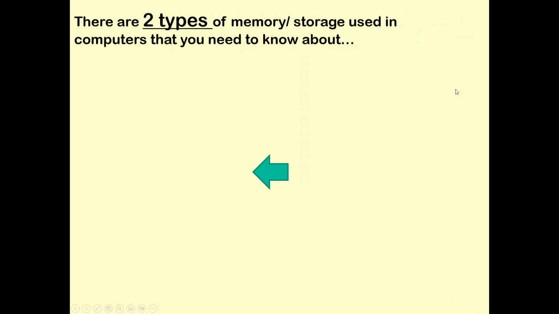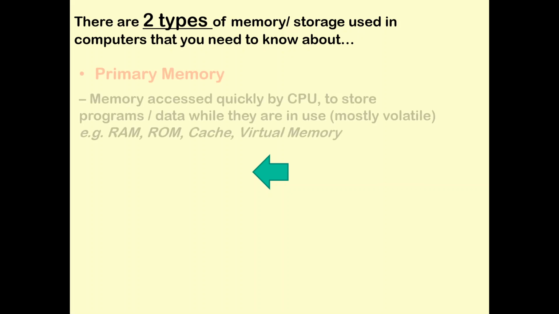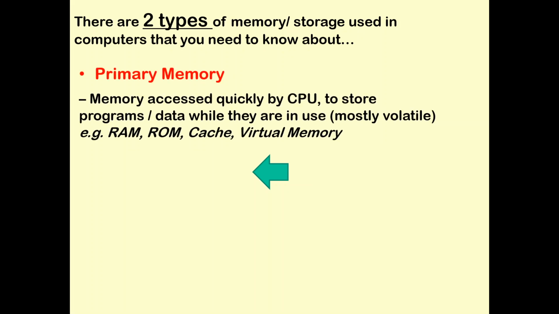In this section on memory and storage, there are two types of memory storage used that you need to know about. Last time we looked at primary memory. That is memory that can be accessed quickly by the CPU, and it stores your programs and data while they are being used, while the computer's running, while your programs are open. It's mostly volatile, so it loses its data when the computer's turned off. And we looked at RAM, ROM, cache and virtual memory.